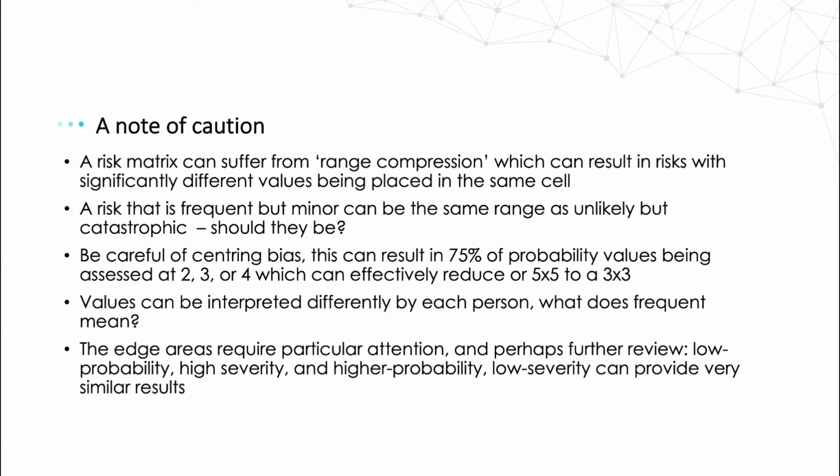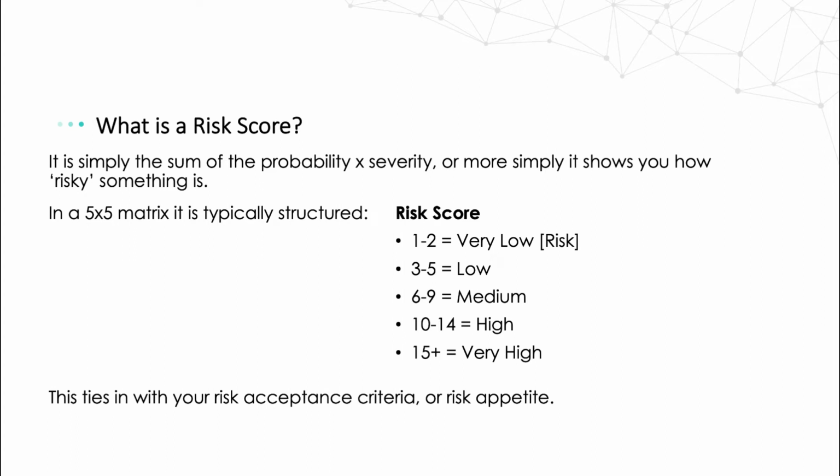But with all that in mind, now we understand this, we can actually make more use of the risk matrix. So we're just going to go back now and look at what that risk score is, because we mentioned it a few times and we know how we get it. We have the sum of the probability and the severity. Or more simply, this is how risky something is, we've decided.